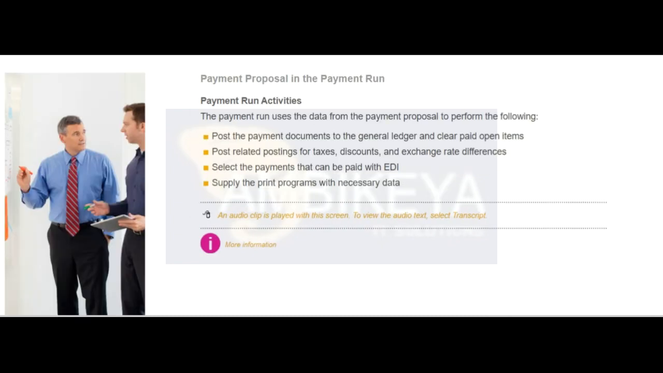In the payment run, payment documents are created, open items are cleared, and postings are made to the general and sub-ledgers. The payment program automatically posts payments and related postings such as postings for taxes, discounts, and exchange rate differences.